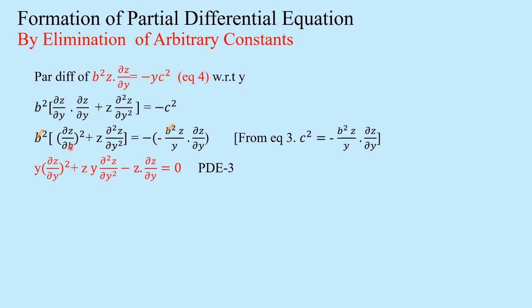This b square and this b square will get cancelled. Now bring this y here and multiply this y with this term and this term. So we get y into dou z by dou y whole square plus yz, that is zy, into this term. This minus and minus will become plus, and when we bring it to this side of the equation it becomes minus, z into dou z by dou y is equal to 0. So we get one more partial differential equation. We can name it as partial differential equation 3.